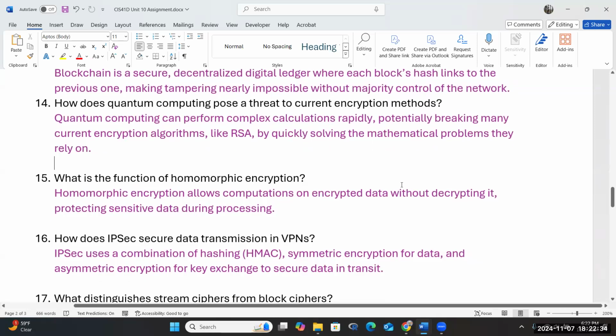So earlier we talked about how IPsec is used for VPN. How does IPsec secure data transmission in VPN? It uses MAC, which is a hashing technology. Symmetric encryption for data, right? It uses the same key to encrypt and decrypt, and then asymmetric encryption for key exchange.